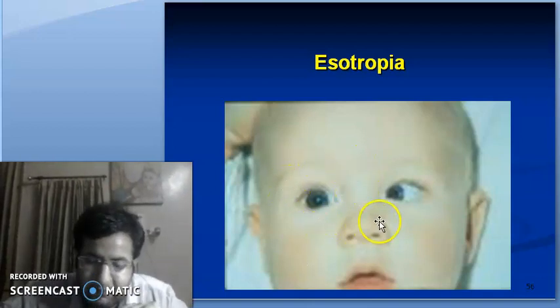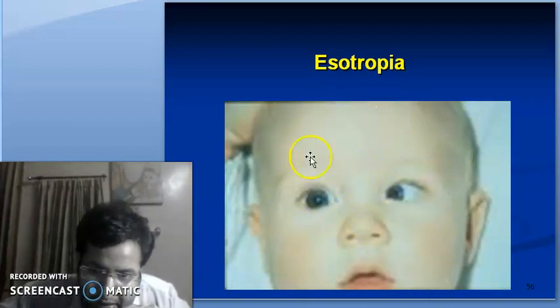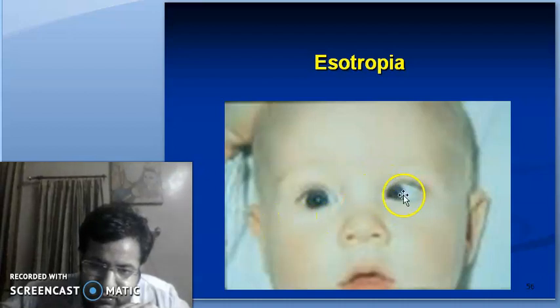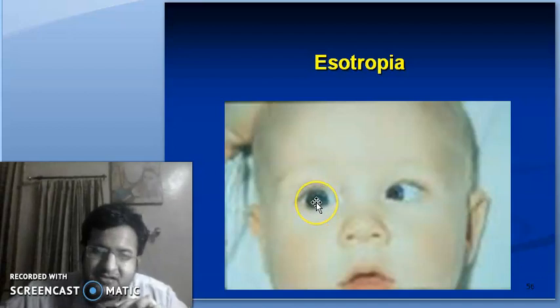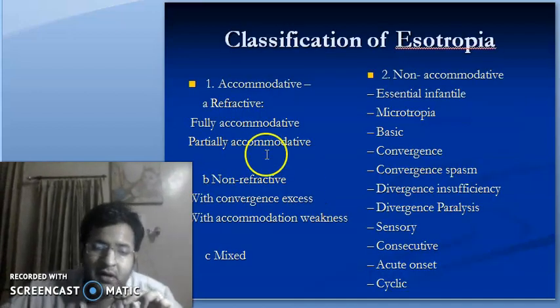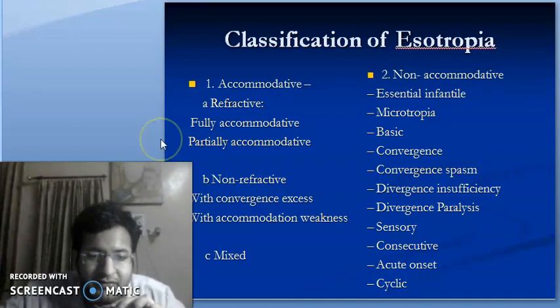So here is an example of esotropia in a child. That is the inward, medial alignment of the strabismic eye, and the child is fixating with this eye, and you can see the light reflex in the cornea of this child. What is the classification of esotropia?